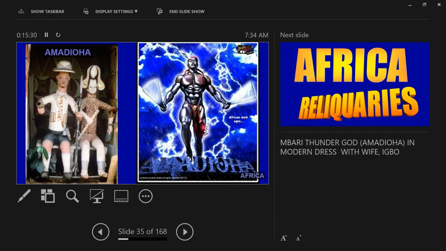Here's a close up of some of the figures, and the figure on the left is Amadioa, and it's one of their gods, and he is portrayed in this instance as a white colonist, but that is the god. And there's a fan art picture of the god over there on the right. He's the Mbari thunder god, and on the left, the photo on the left, he is with his wife Igbo.